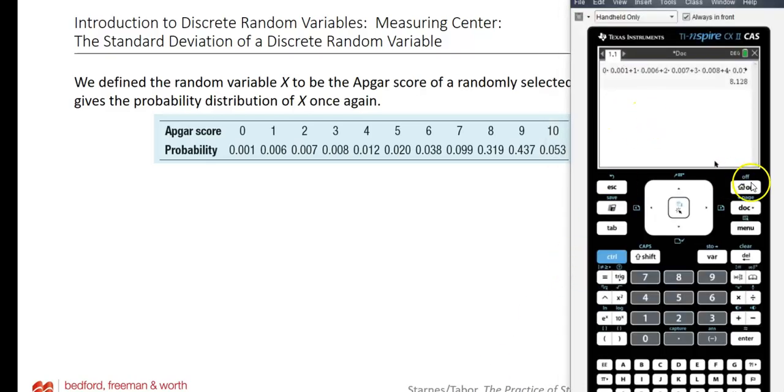So let's go and type the data into some lists. We'll do this a couple different ways in the lists. So I'm going to call this APGAR, and this one prob for probability. So APGAR score is 0, 1, 2, 3, and 10. And we'll type in all those probabilities. So 0.001, 0.007, that's nice.